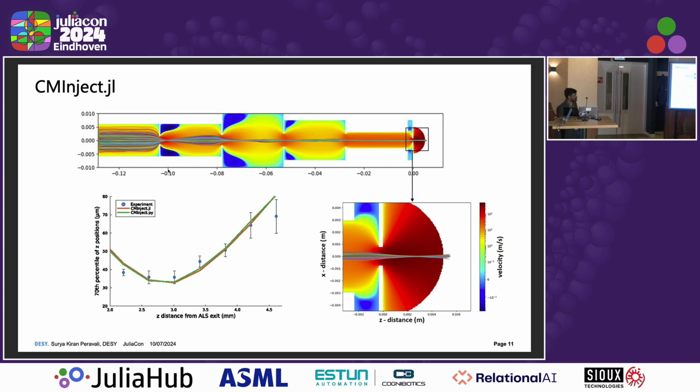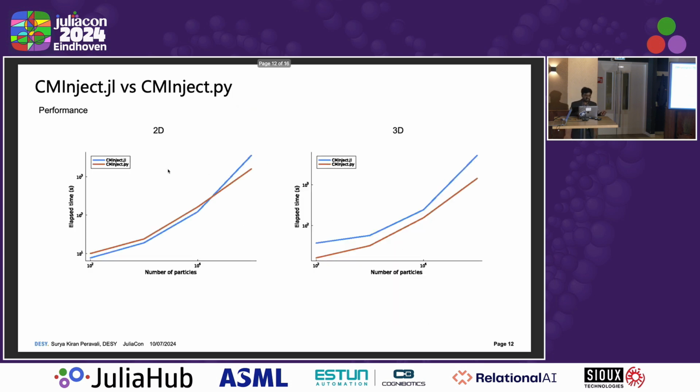So we initially created this CMInject framework in Python as well. In Python, the implementation is a bit different from Julia. However, both the Julia and Python frameworks give the same result. Now I would like to compare the Python framework with the Julia framework. So this is the comparison of performance between the Python framework and the Julia framework in 2-dimension and 3-dimension simulation.